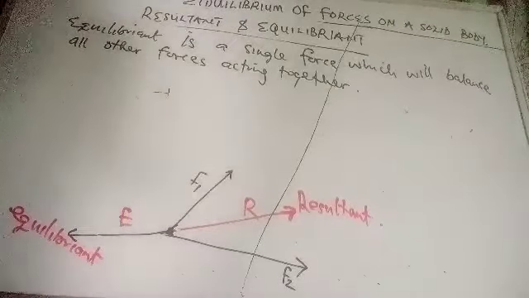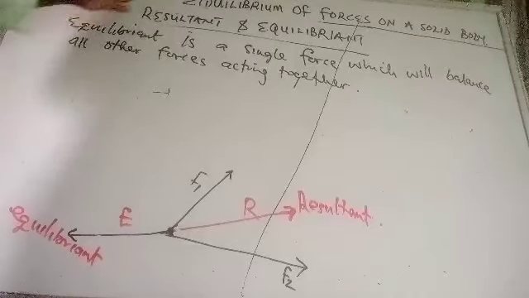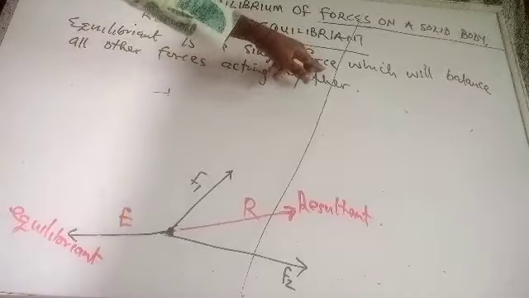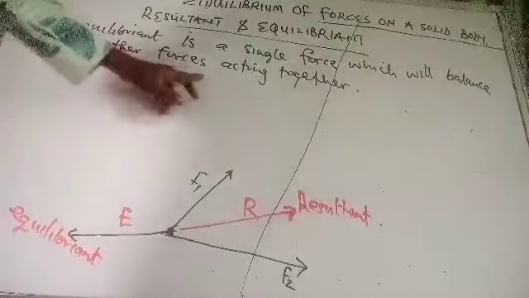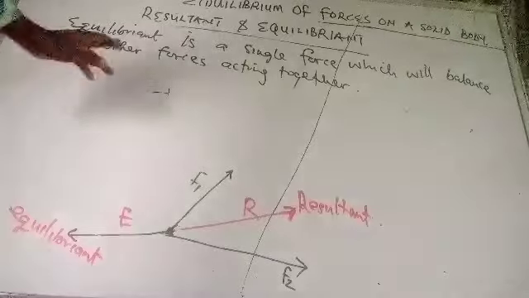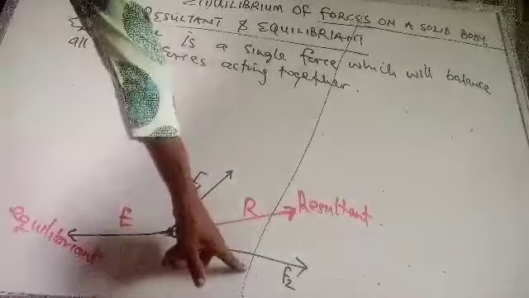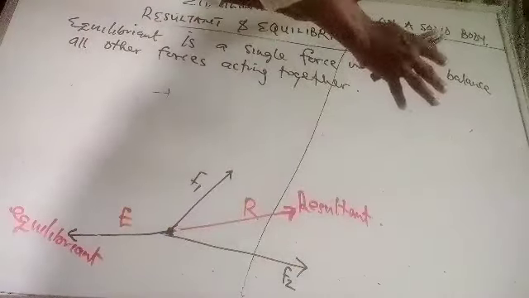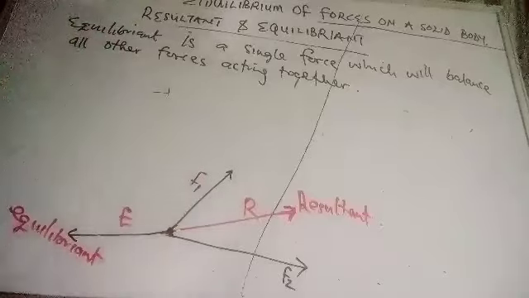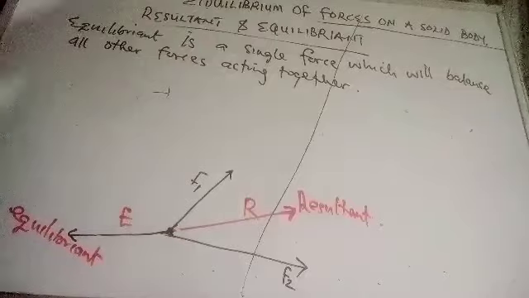All right. Look at the definition of equilibrant. Equilibrant is also a single force which will balance all other forces acting together. What are the other forces in this diagram? The other forces are F1 and F2. You see the direction of F1 and F2, they are facing the right side. But if you look at the equilibrant, it's facing the other side. And when two things are acting in opposite direction and they are equal, whatever they are acting on will be balanced.